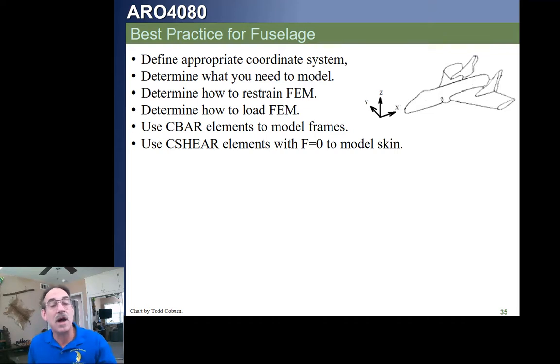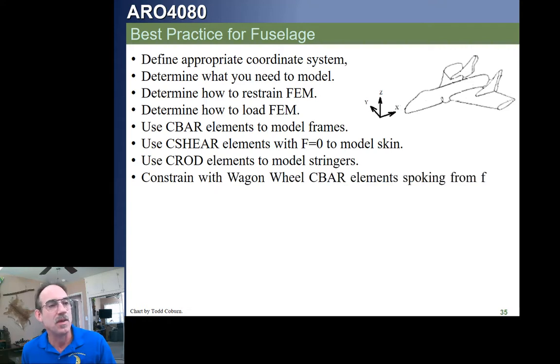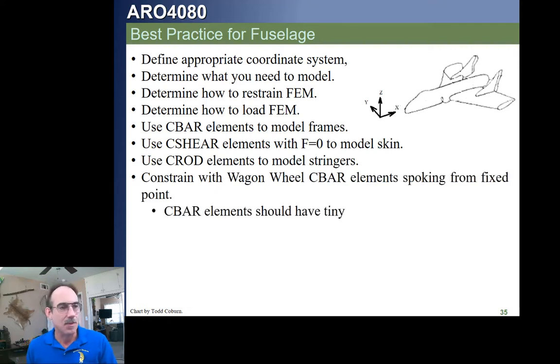And so you may want to end up using quad elements, although quad elements will give you more stiffness than is actually there whenever you're in compression. We'll use C-rods for stringers. We'll constrain with a wagon wheel. So for example, let's just say we're trying to model a fuselage.